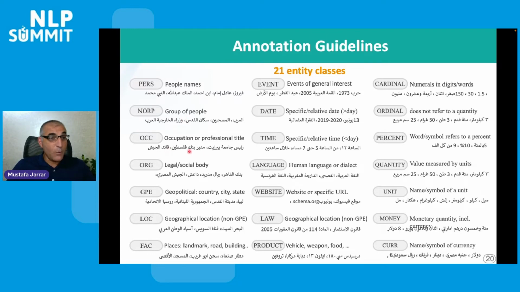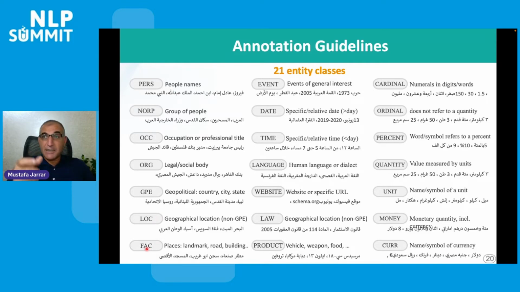Groups of people. Occupations or professional titles, organizations, geopolitical entities, and locations. And there's a difference between geopolitical entity, we call it GPE, so it's the names of countries, cities, and so on. But locations are names of rivers, seas, and so on. So, for example, Europe, North America, Mediterranean Sea, and so on.